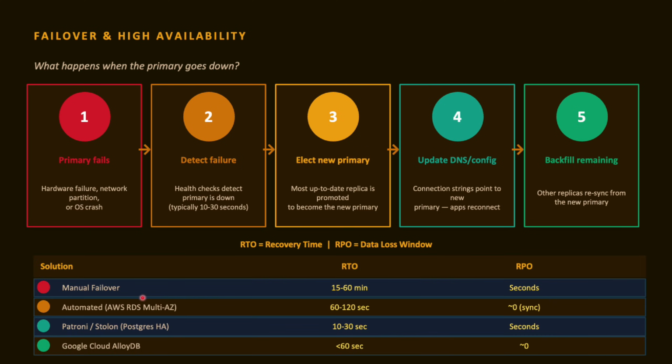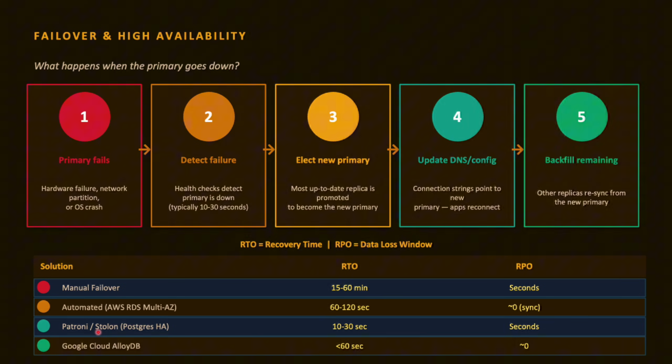So manual failover means an engineer does this manually, and it could take 15 to 60 minutes, which is not acceptable for most production systems. And Amazon Web Services RDS Multi-AZ uses synchronous replication to a standby, right? And it can fail over in 60 to 120 seconds automatically. And then the RPO is near 0 because every write is synchronously confirmed on the standby before acknowledging to the client.